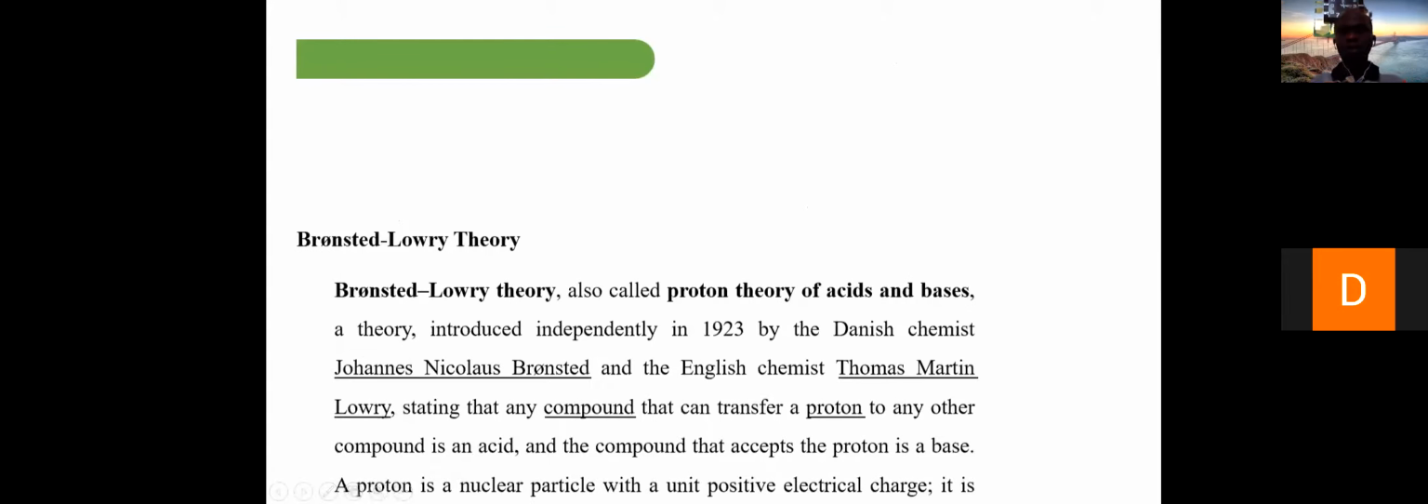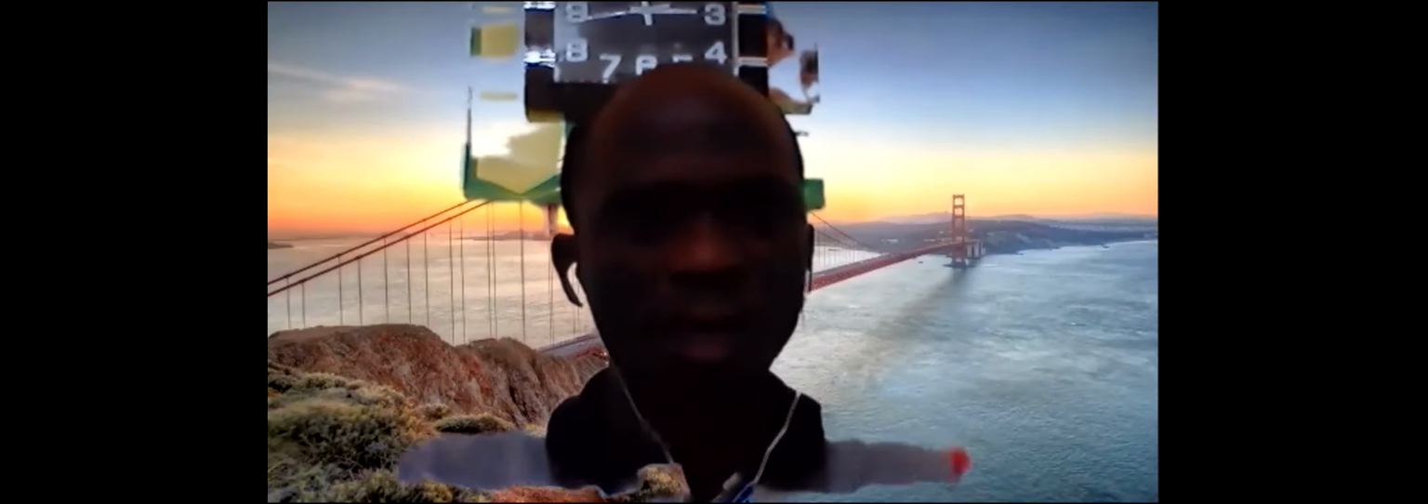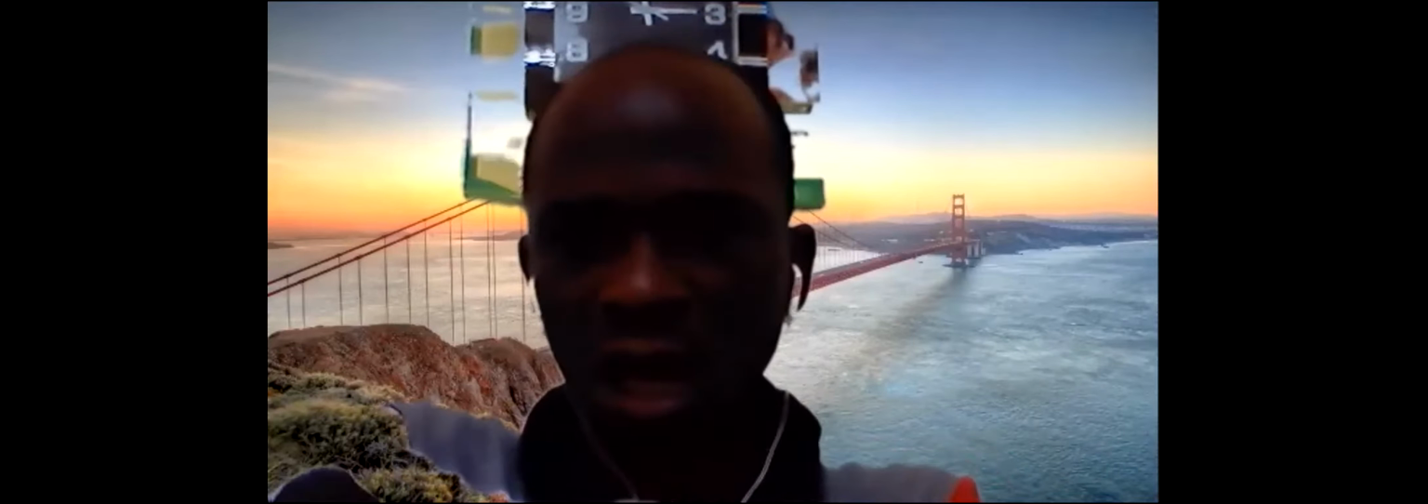For now, let me continue and talk about the Bronsted-Lowry theory. But before I do that, I want to show you a short video. I don't know whether it will work. It's about 9 minutes or so, basically encompassing everything you need to know about the Bronsted-Lowry theory. Then after that, I'll just talk briefly about some few aspects of it. So let me try this and see if it works. If it works, then you pay attention and just listen.